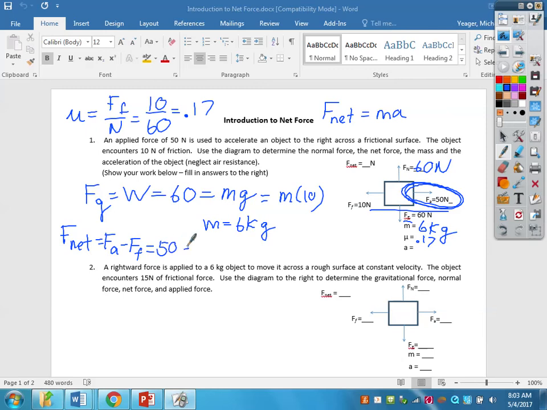And I mean, I know you could just do this in your head. 50 minus 10 is 40 newtons. Okay? 40 newtons is your net force. Once you know that, now you can solve for A. 40 equals 6 times A. A equals 6.7 meters per second squared. Okay? So again, the main idea here, pretty introductory in terms of what I'm looking for in this particular video, is that you'll simply understand how to calculate a net force. And again, obviously the problems are going to get more and more complicated. We're going to do one more real quick.